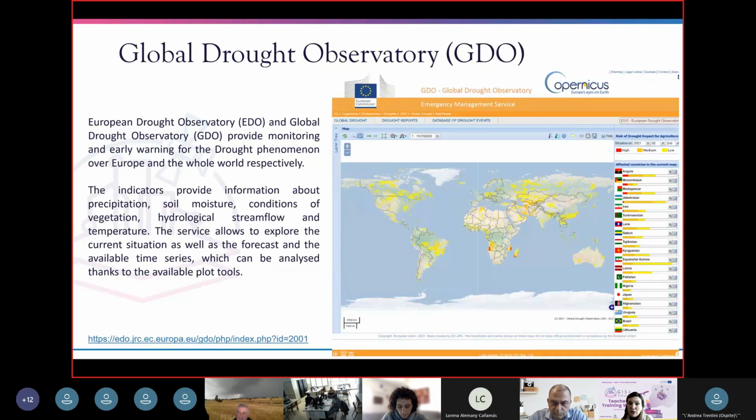The same service is provided for the whole world. It is called the Global Drought Observatory, and here you can see a screenshot of the information. Again, here you can find a list of the indicators which are provided on the website: precipitation, soil moisture, conditions of vegetation, hydrological stream flow, and temperature.